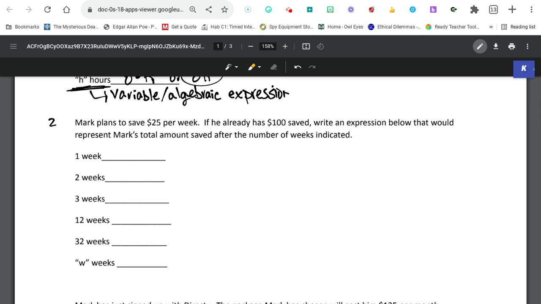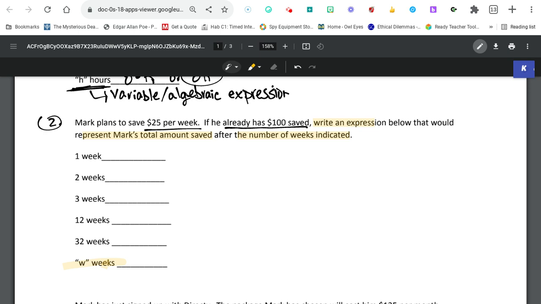All right, let's take a look at number 2 here. Mark plans to save $25 per week. Okay, so he's saving $25 a week. He already has 100 saved, so that's good. Now, we want to write an expression that will represent Mark's total amount saved after any number of weeks, okay? Or the number of weeks indicated to start off with, but we want to work our way to any number of weeks, which we're going to call W weeks.